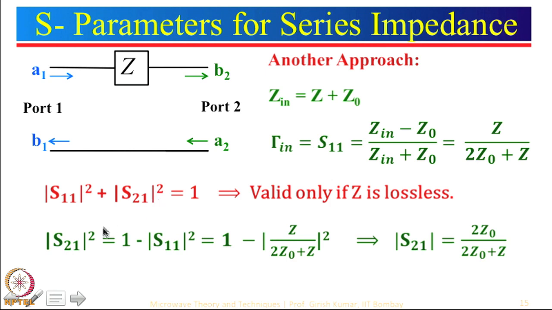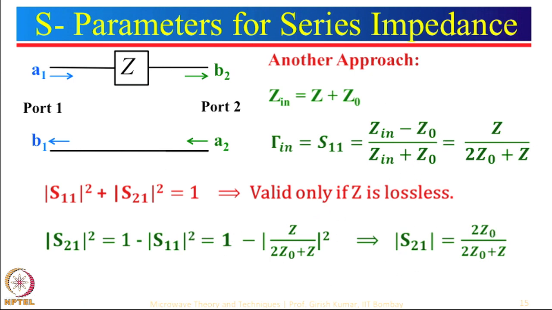So, S21 square is equal to 1 minus S11 magnitude square. So, S11 we have already done that calculation, you put it over here. And now, if you solve this, you will get this expression which is same as before. Now, I just want to warn you one more time. You will get this derivation only when Z is not resistive. Okay? So, please apply these things a little bit more carefully and that way you can solve the problem.